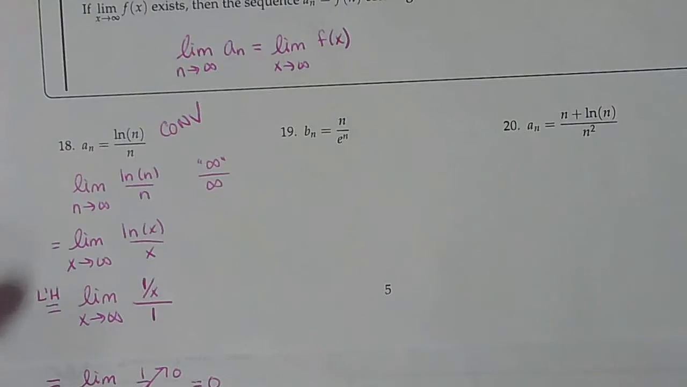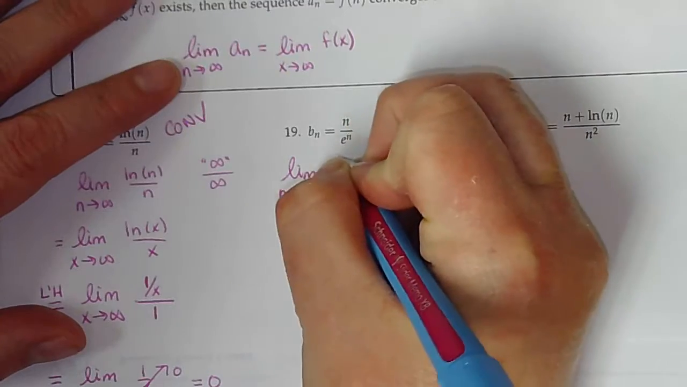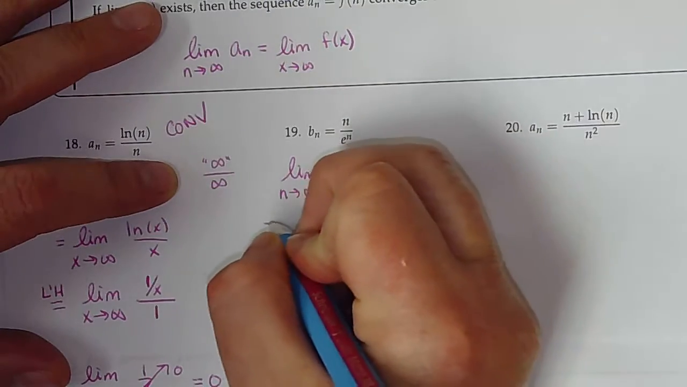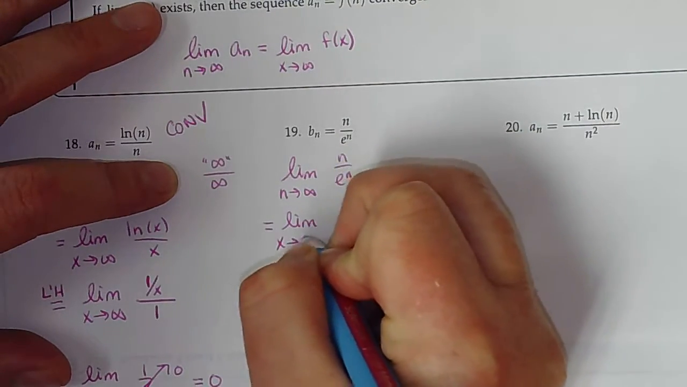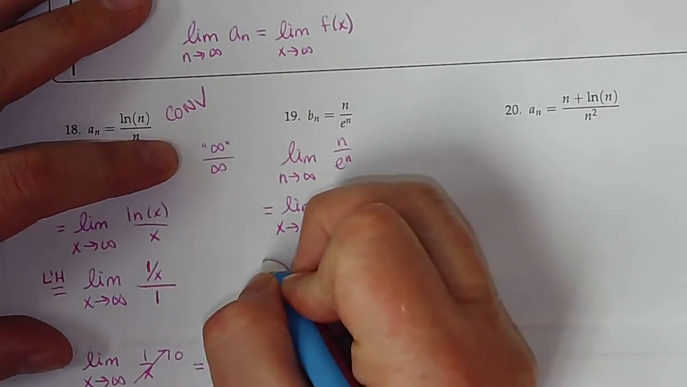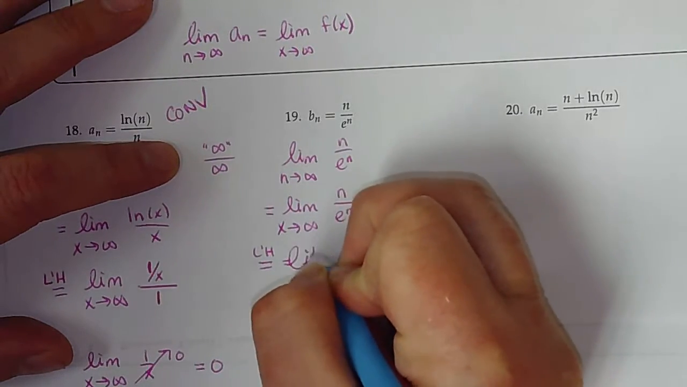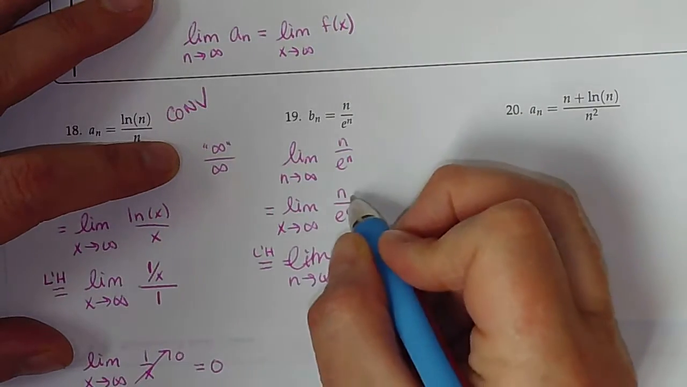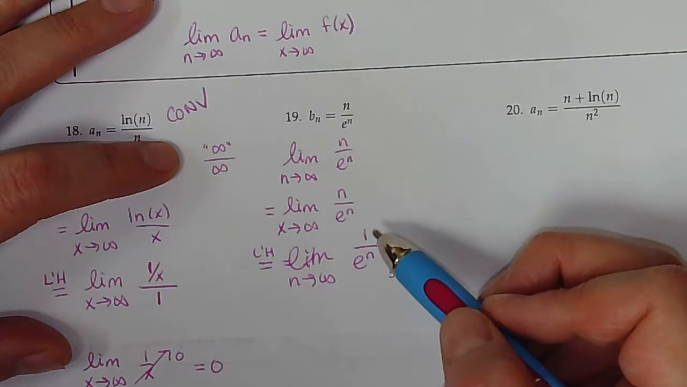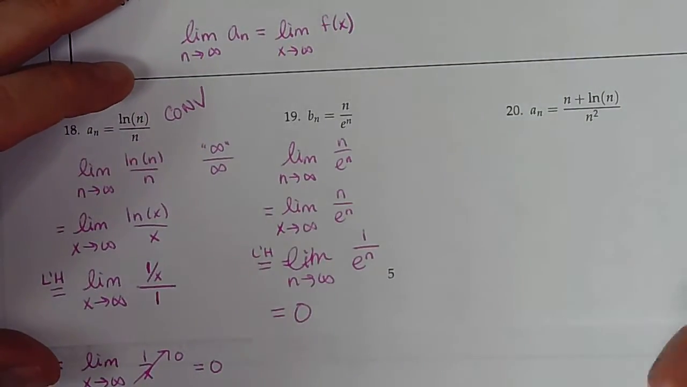All right, so let's give that a try together. We're going to start by doing the limit as n goes to infinity of n over e to the n. Again, that's infinity over infinity, so I'll convert that into x. So I have the limit as x goes to infinity of x over e to the x. Both of those are continuous and differentiable, so I can apply L'Hopital's rule. The derivative of x is 1, and the derivative of e to the x is e to the x. So this is, again, basically like 1 divided by infinity. So this gives me 0, and I know my sequence converges.